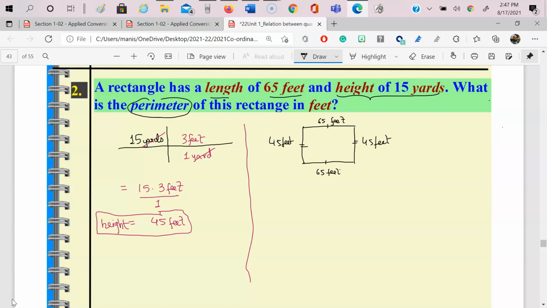Now pay attention, all of these units are same, and the question is saying your answer should be in feet. Now we have to find perimeter. What is perimeter? It is sum of all sides. So I will add all of the sides. So 65 feet plus 45 feet plus 65 feet plus 45 feet. I have to add all those numbers over here. So we can use our calculator for adding these numbers.